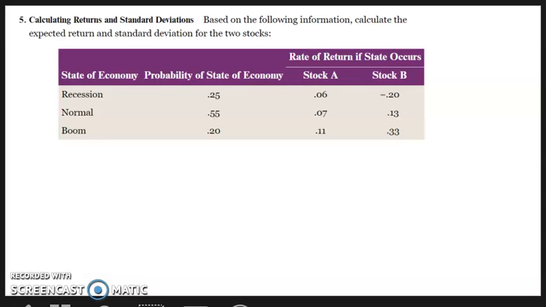My notation probably is a little different than the book. It doesn't really matter, but most books will use the type of notation I'm using. So anyway, the expected return for A, we take the probability. So we got in a recession, we got 0.25, and the return is 6%. I'm going to use whole numbers here. I find it a lot easier than dealing with all the decimal places. So you can do it either way.